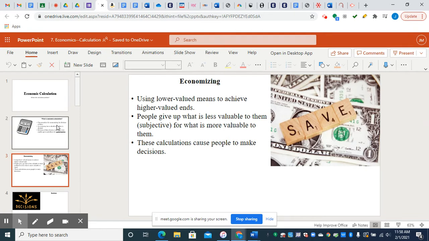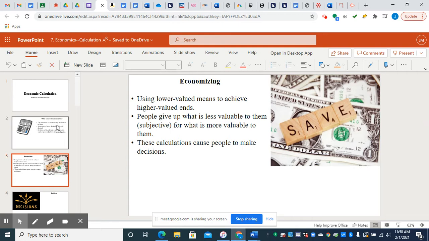So you are willing to give up the ingredients, the time, the resources, and the energy in order to get something that you want at the end. So, what you have done is that people give up what is less valuable to them in order to get something that is more valuable to them.